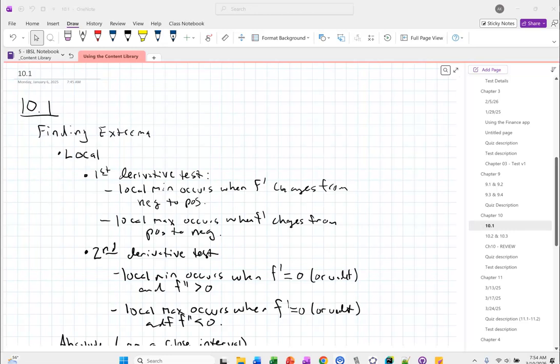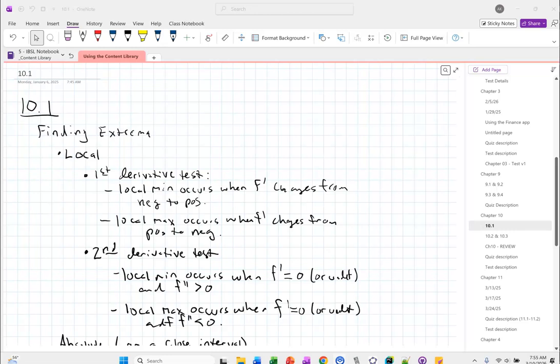So a local maximum would be like the highest point in an open interval, like some neighborhood. An absolute maximum or minimum is the highest point across the entire graph, or the highest point over some domain, some closed interval on the graph. You know, some restricted domain.